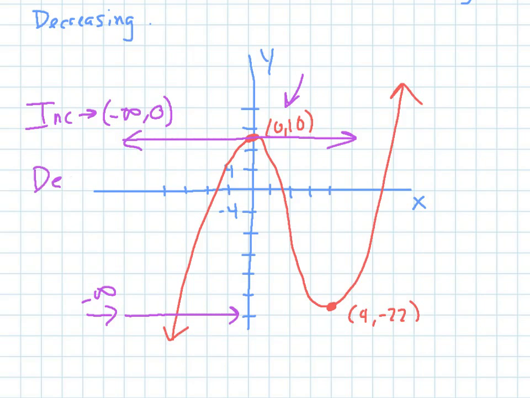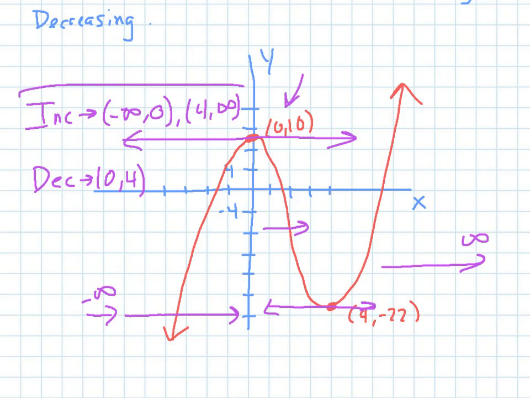For my decreasing, now as I move from 0, 10, I continue moving this way. I head to 4, negative 22, and I stop decreasing. So for the same reason, I put a parenthesis next to my 0, and then also a parenthesis at 4, because I'm not decreasing or increasing at that point because my slope is 0, because it's like the bottom, the middle, or the minimum. Okay? Then I continue to increase as I head towards infinity from 4, so then I would say 4, infinity, parenthesis. And so those would be my answers, or my intervals, for this given function.